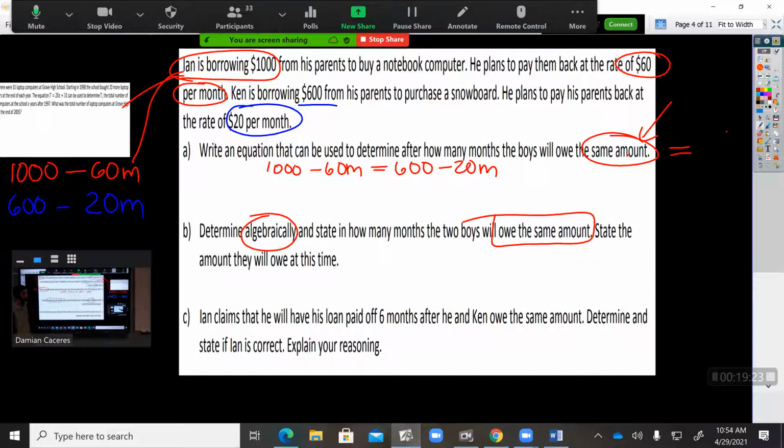So now, we grab that equation, which was our answer for part A, we solve it, and we get the answer for part B. So let me remind you how to solve these things. You get the variables to the same side first. I recommend you move the smaller variable. Which one's smaller? Negative 60 or negative 20? Negative 60 is a smaller number because it's a big old negative. So we're going to add 60M to both sides. That leaves us with 1,000 equals 600 plus 40M.